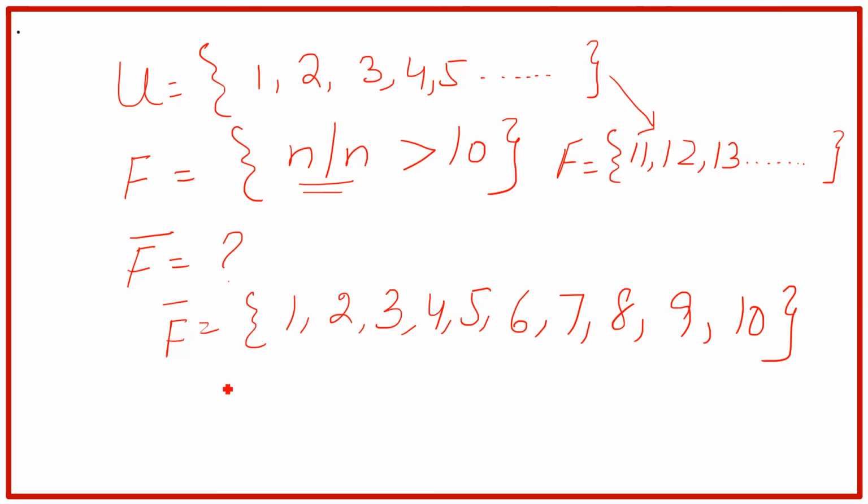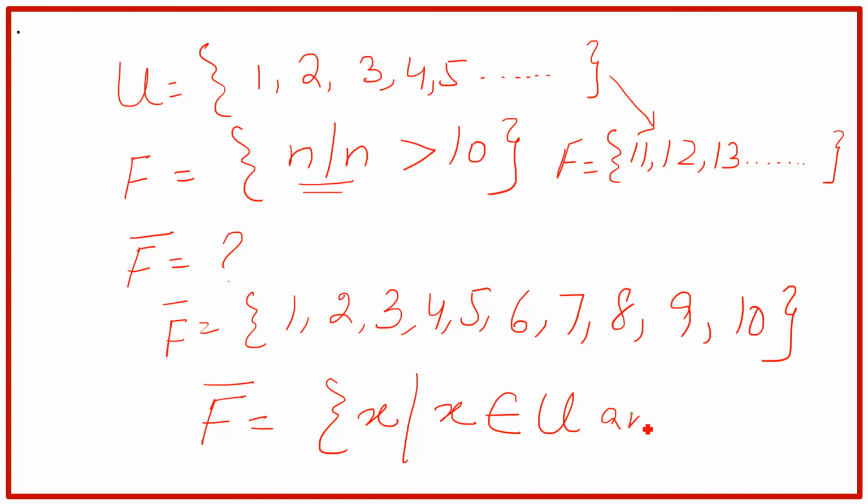And in set builder notation, we can write F complement or A complement or whatever. Suppose I want to write the complement of any letter, I will generally write x such that x belongs to U and x does not belong to A. This symbol represents belongs, or membership, and this is not a member. This is just a general example. Instead of F, I will write A here.